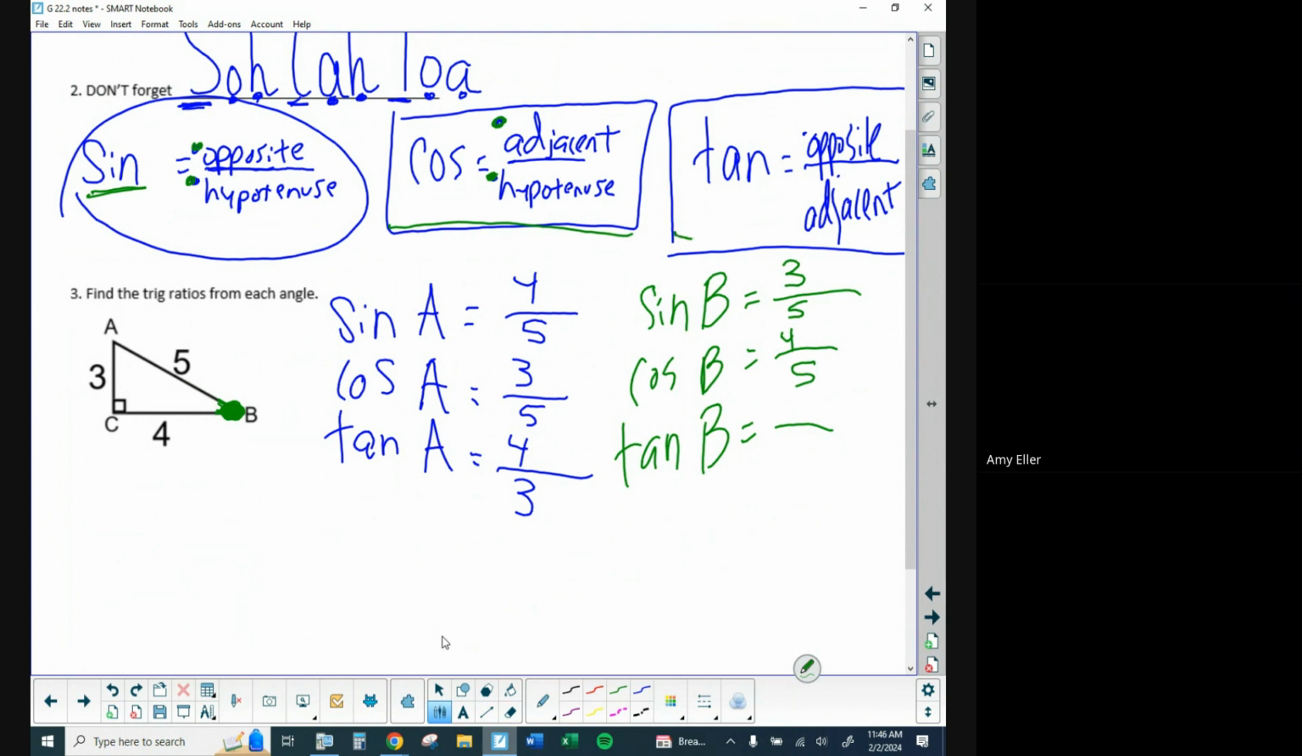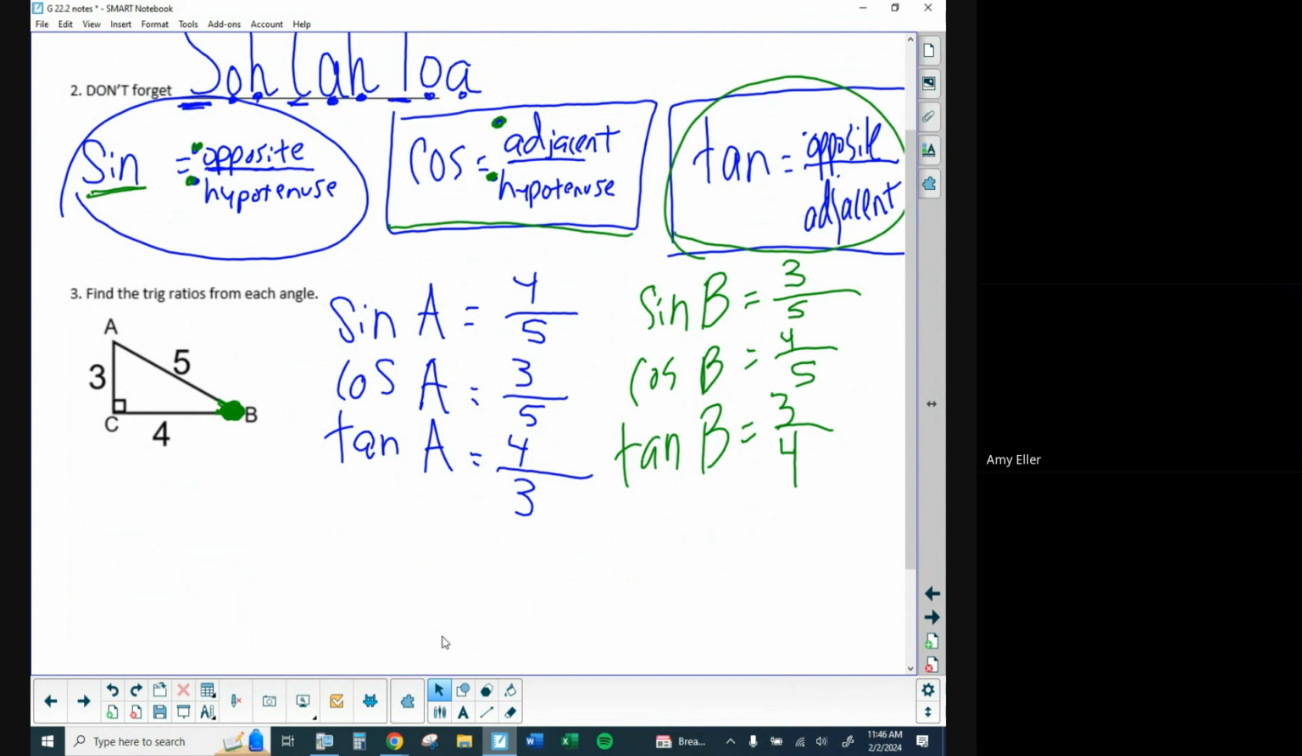And finally, tan. Formula, opposite first. The opposite side is 3. Adjacent, 4. Questions?